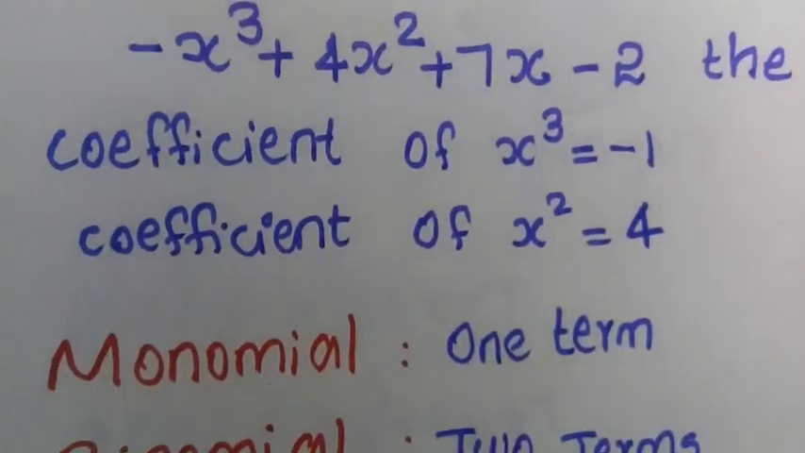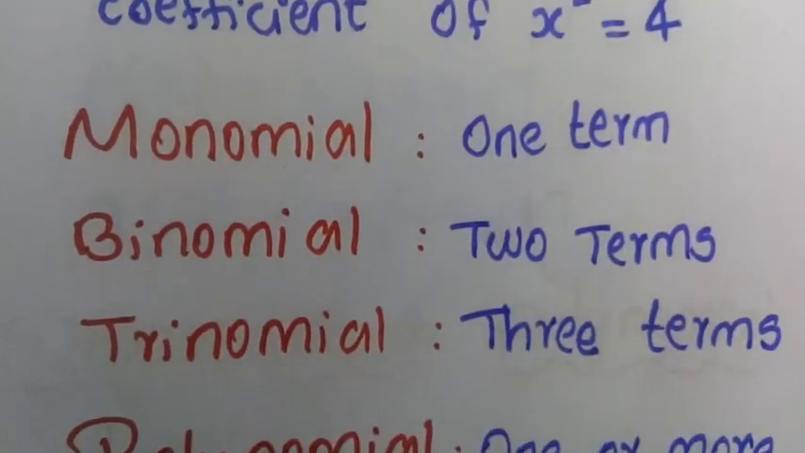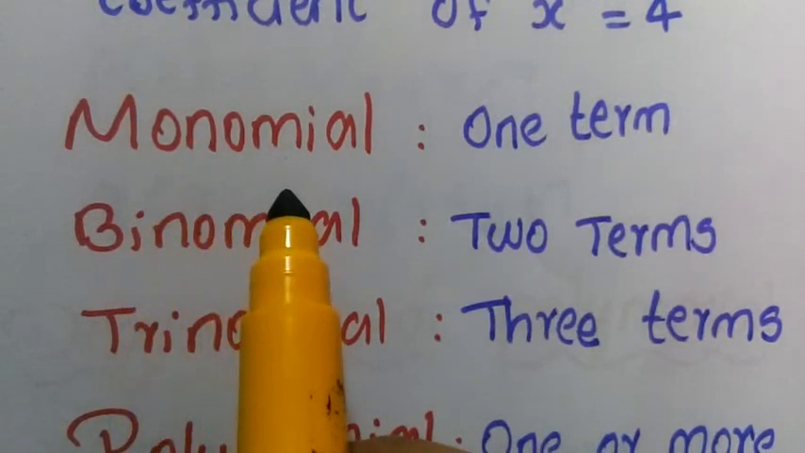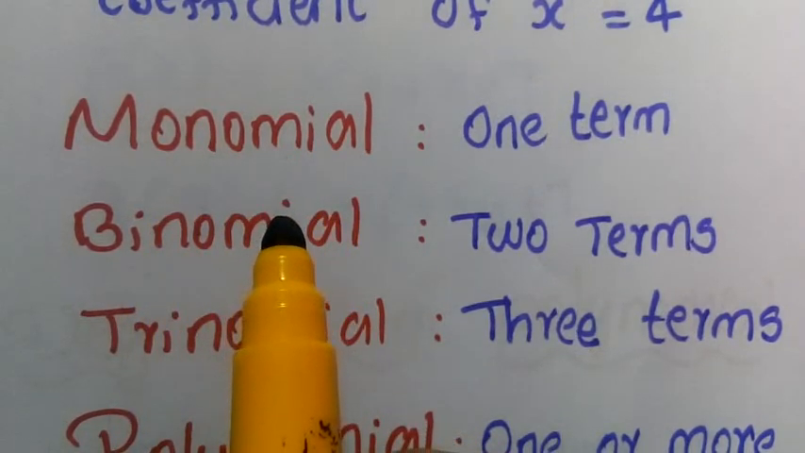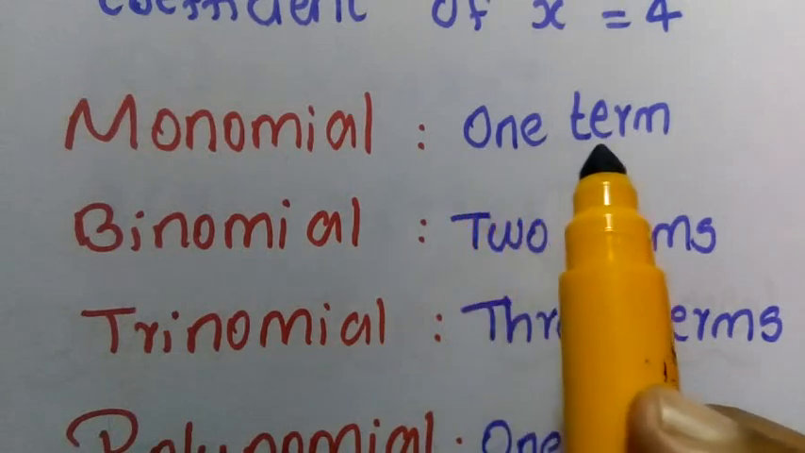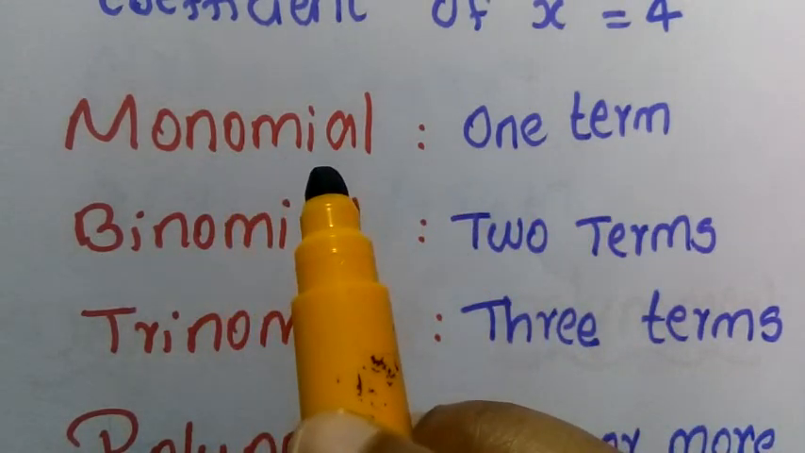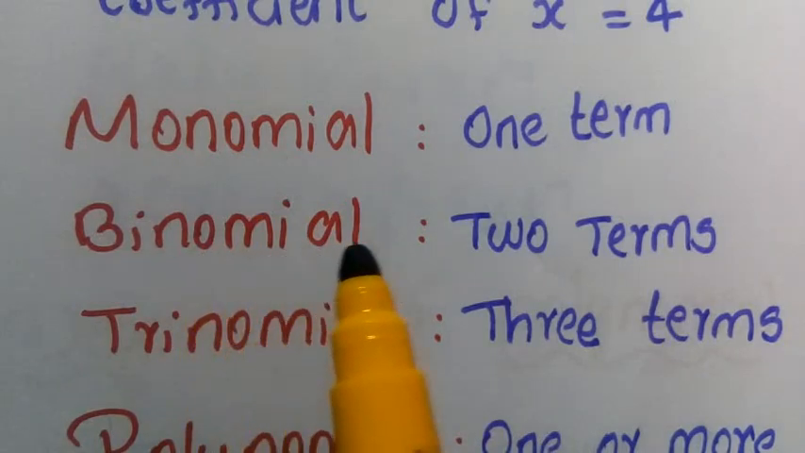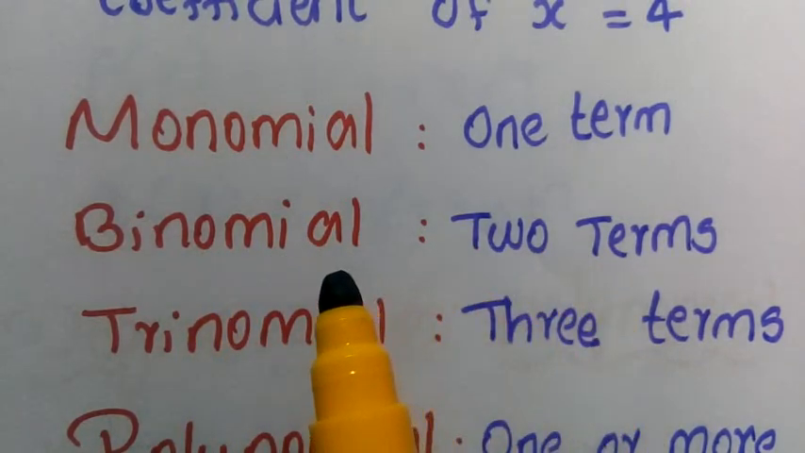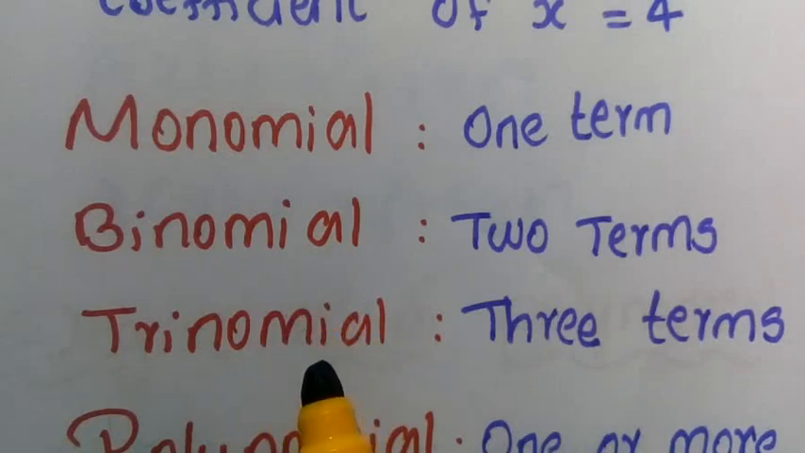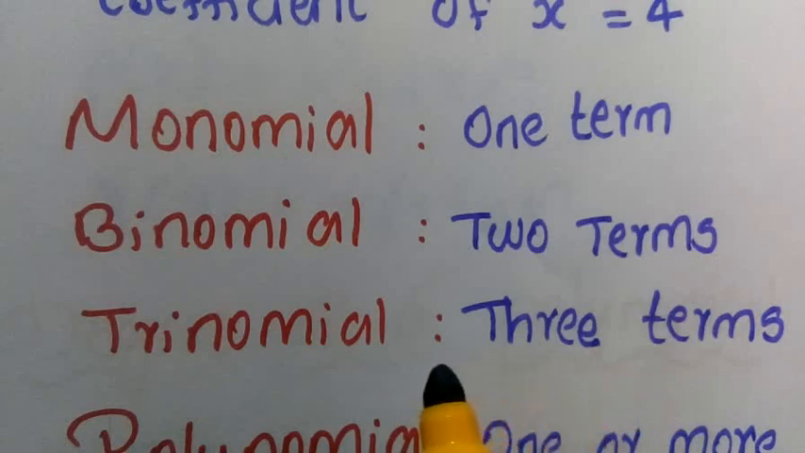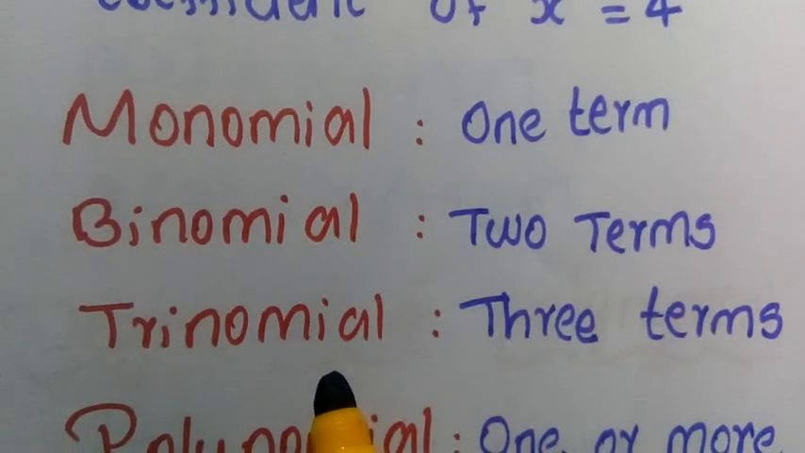Next, we will check the types of expression. First, monomial. If an expression has only one term, then that expression is called monomial. If the expression has 2 terms, then that expression is called binomial. Next, trinomial. If the expression has 3 terms, then that expression is called trinomial.